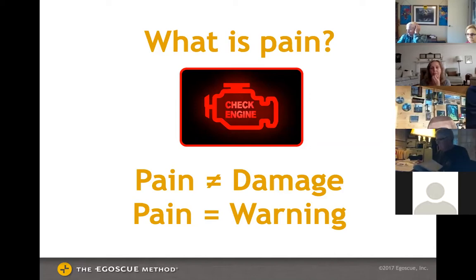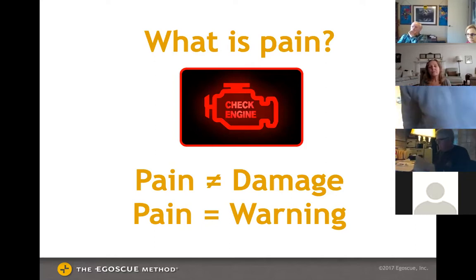I'm a car guy, so the check engine light is a good analogy. It's just your body's way of getting your attention, telling you, hey, something's up. You need to pay attention to this, do something differently. Something's not working the way it's supposed to, and it doesn't necessarily mean anything's broken or damaged, but it could mean that if you continue on this certain path, maybe there could be damage.